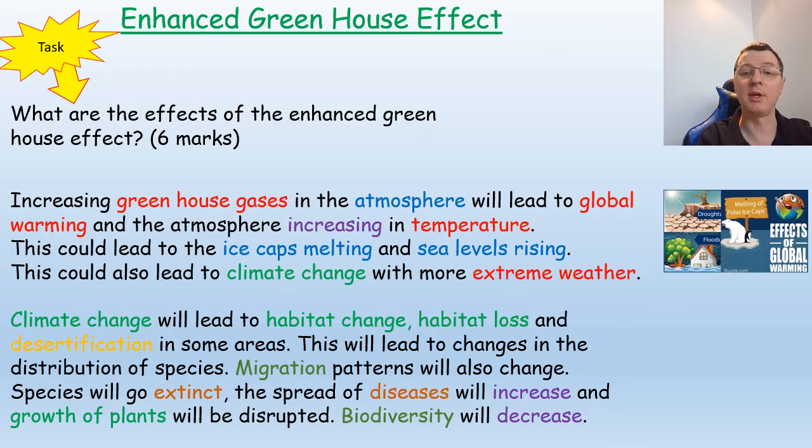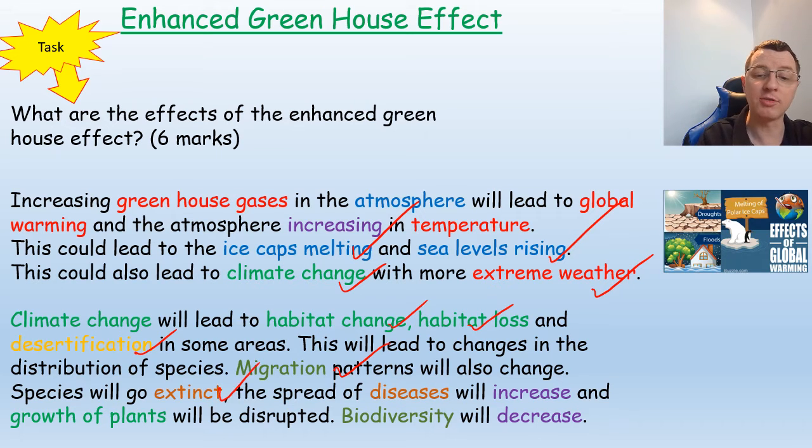Increasing greenhouse gases in the atmosphere will lead to global warming and the atmosphere increasing in temperature, and this could lead to ice caps melting, sea level rising. It could also lead to climate change with more extreme weather. Climate change will lead to habitat change and habitat loss and desertification in some areas, and this will lead to changes in the distribution of species. Migration patterns will also change. Species might go extinct.